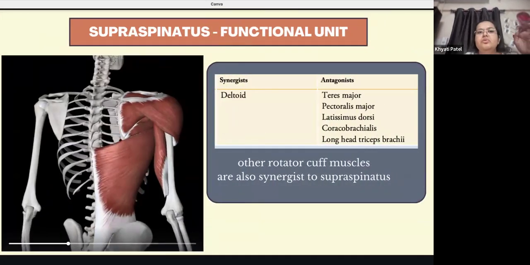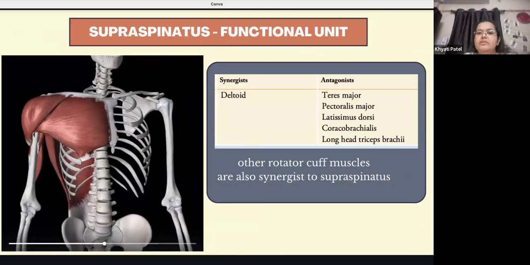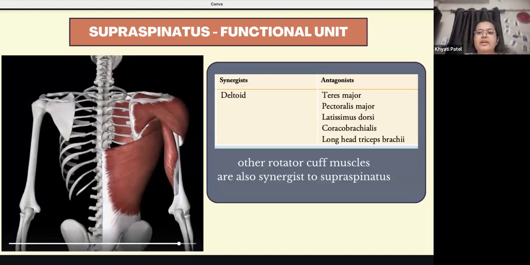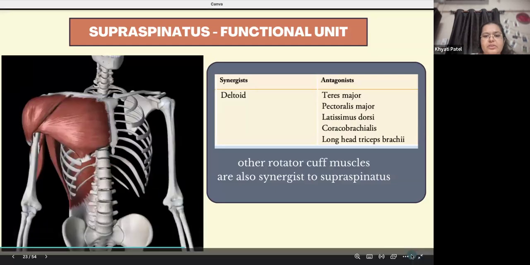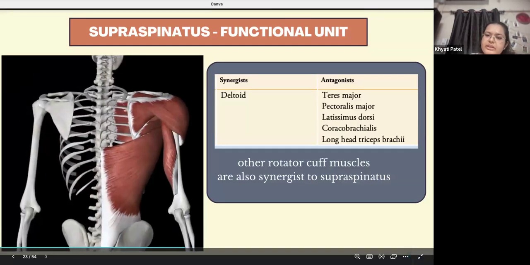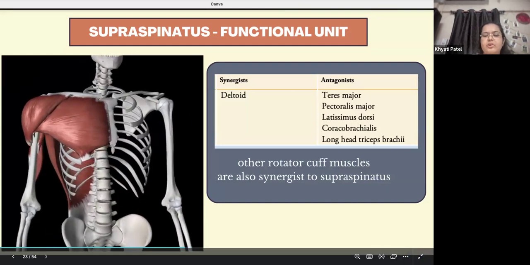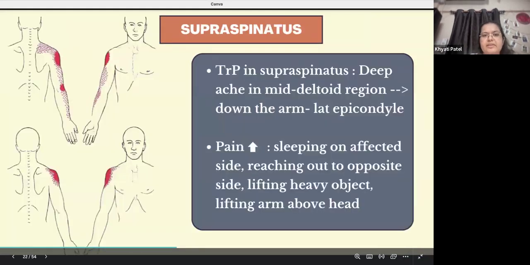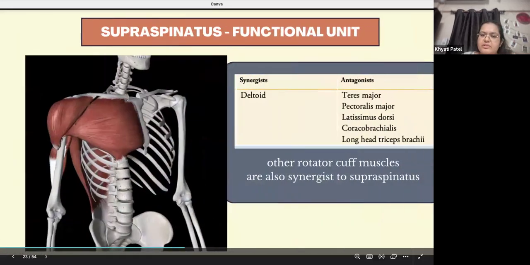Now the functional unit. Supraspinatus acts along with other muscles for a particular movement. The synergist for supraspinatus is deltoid. And the antagonists are teres major, pectoralis major, coracobrachialis, and latissimus dorsi. All four rotator cuff muscles act as synergists for any given movement. So when you have a pain pattern like this and you suspect that supraspinatus is the main muscle having a lot of TRPs, you will address not only supraspinatus, but all these muscles.